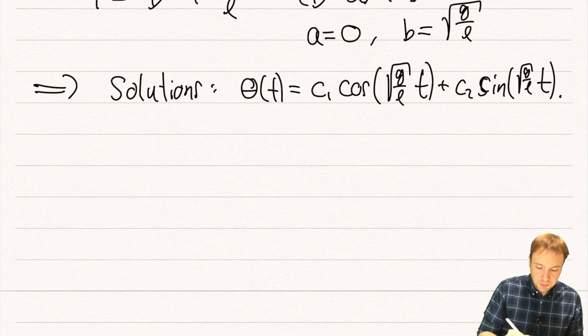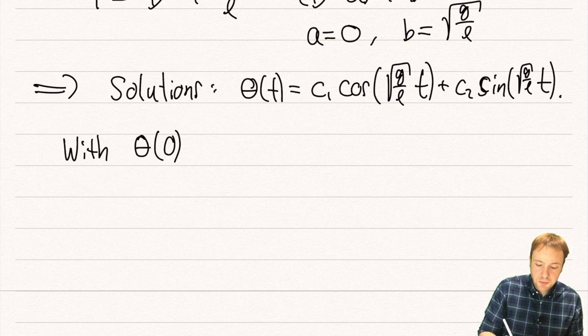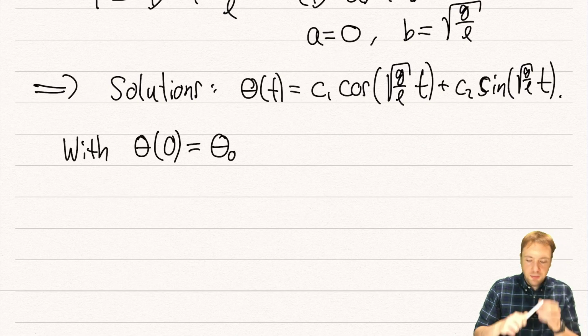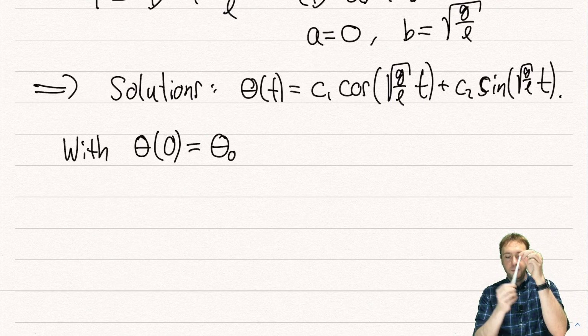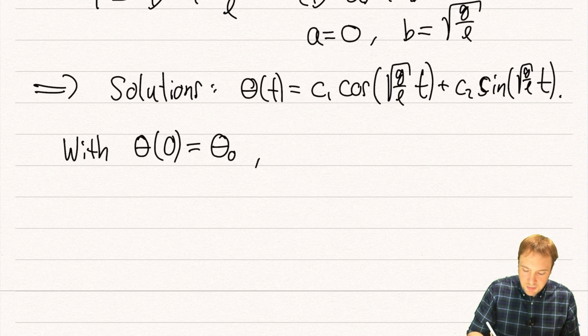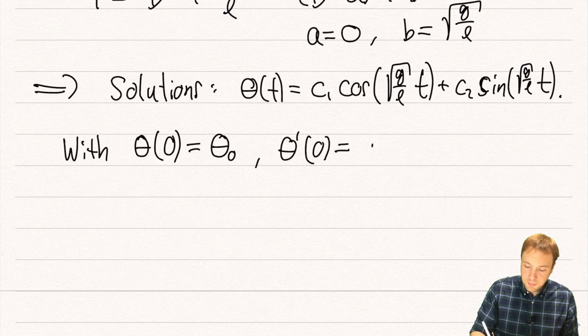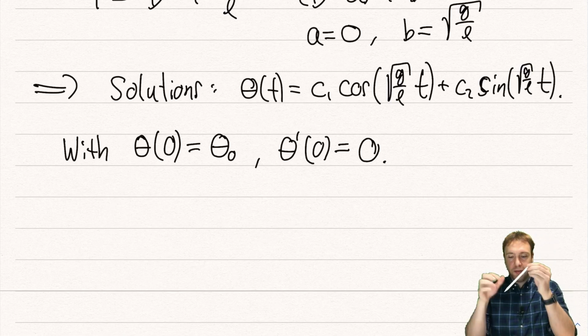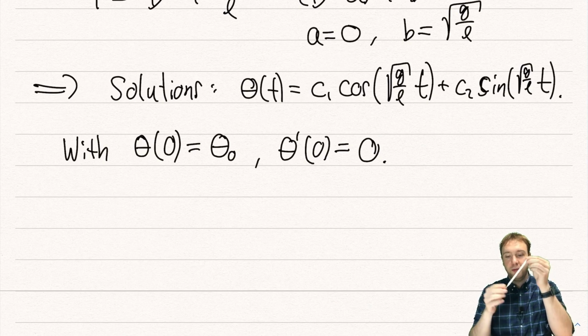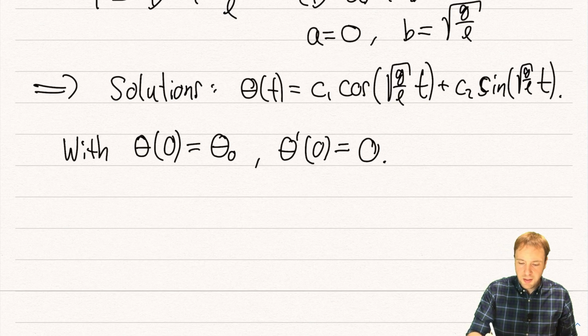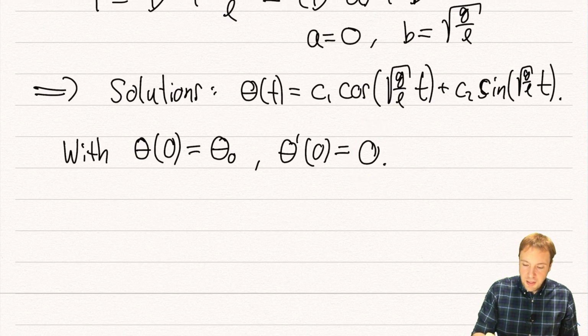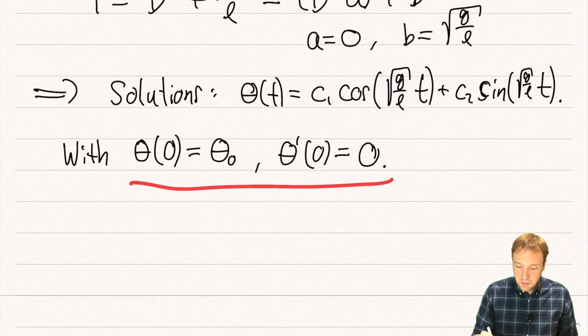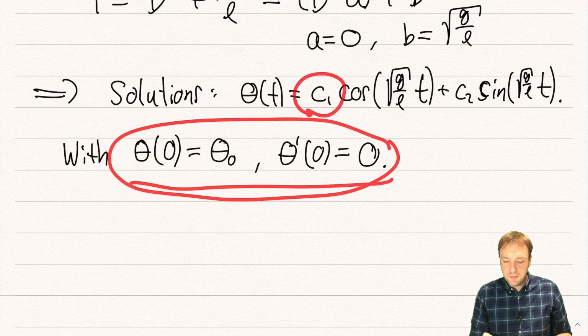So for example, if we assume that at time 0, I have some starting angle, so this is the starting position of my pendulum, and I also assume that the first derivative at start is 0, meaning I just leave it there and then see what happens. But I could also say I give it a push, so I start with some velocity, and then I would change this number here. And with these additional conditions, I get some conditions on these C1 and C2.